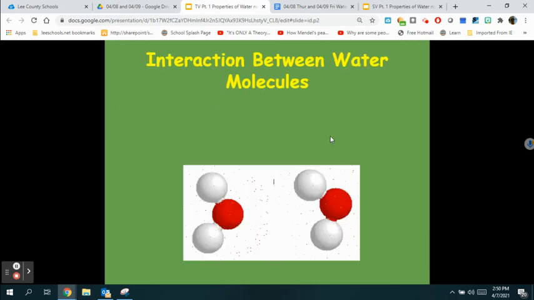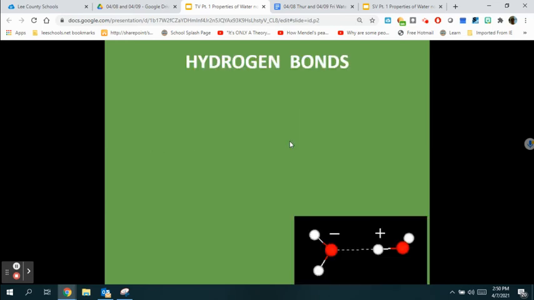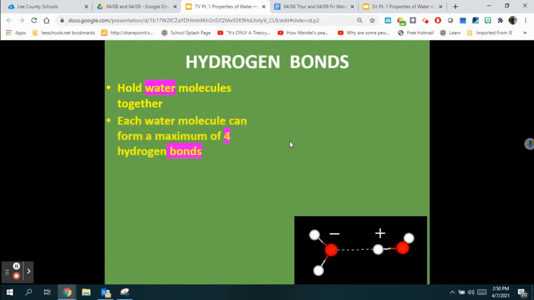Interaction between water molecules: the negative oxygen end of one water molecule is attracted to the positive hydrogen end of another water molecule to form a hydrogen bond. Hydrogen bonds hold water molecules together. Each water molecule can form a maximum of 4 hydrogen bonds.